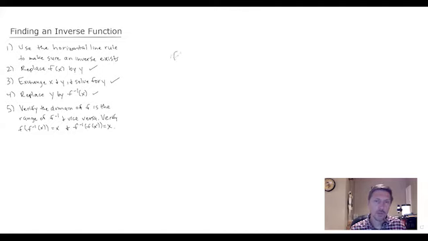So the example they have in the book, this is example number 8, says f of x equals 5 minus 3x over 2. All right, so let's look at the steps that we have over here. We're going to assume that an inverse exists. We can plug that in our calculator, and we can check it. And they've actually done that for us. There's a little picture of the graph there that shows that indeed it passes the horizontal line test. And so we can proceed to step number 2.